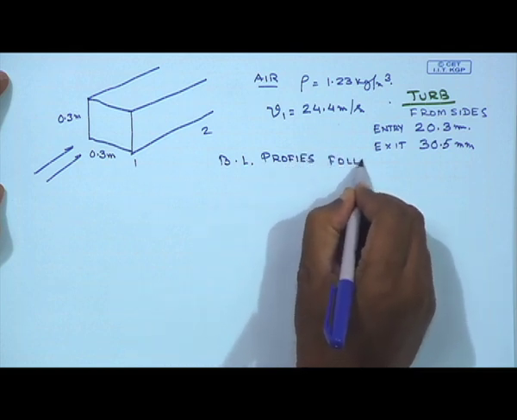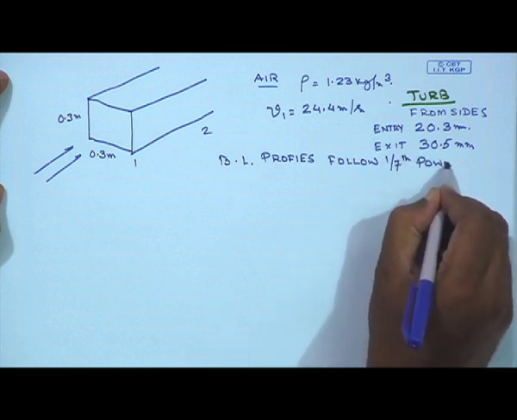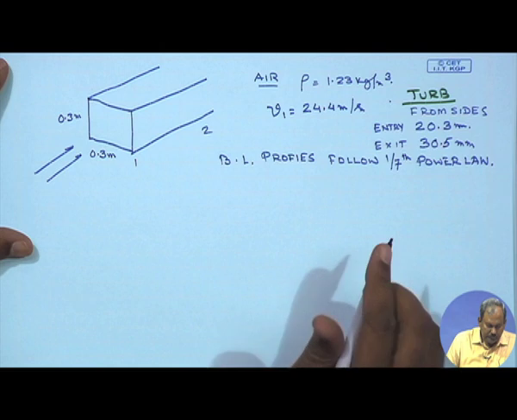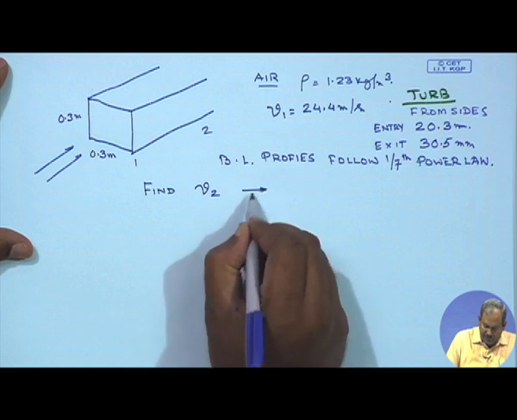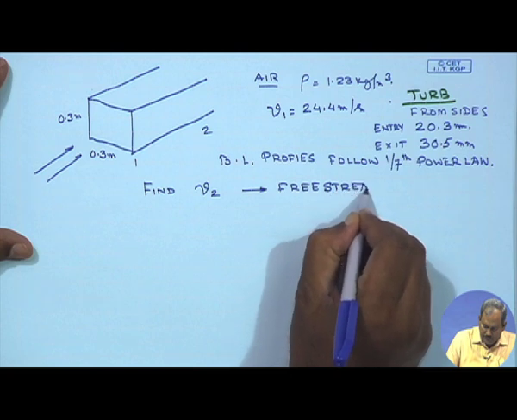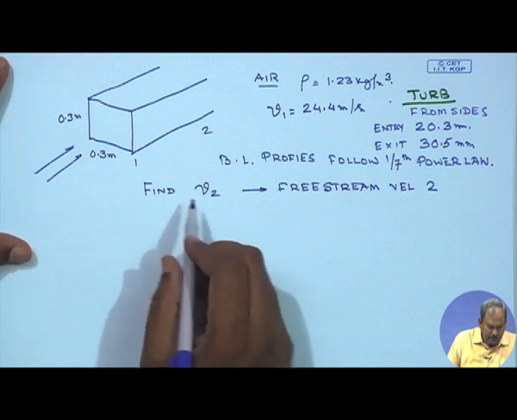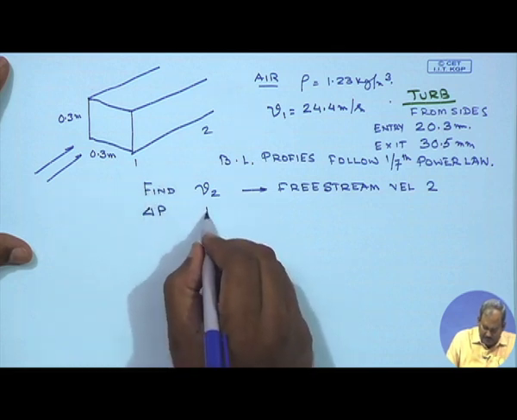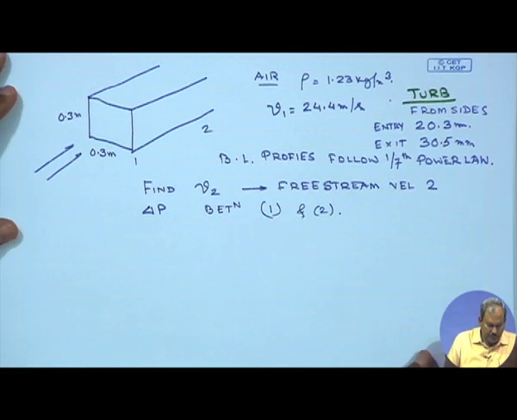Okay. The boundary layer profiles follow 1/7 power law. Okay, so if this is 1/7 power law, you have to find V2, which is essentially free stream velocity at 2, and the delta P, the change in static pressure between 1 and 2. So, this is what you have to find out.